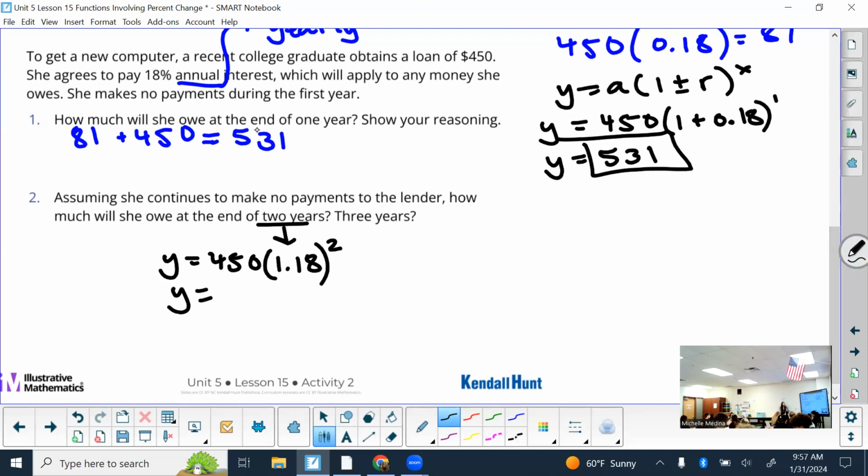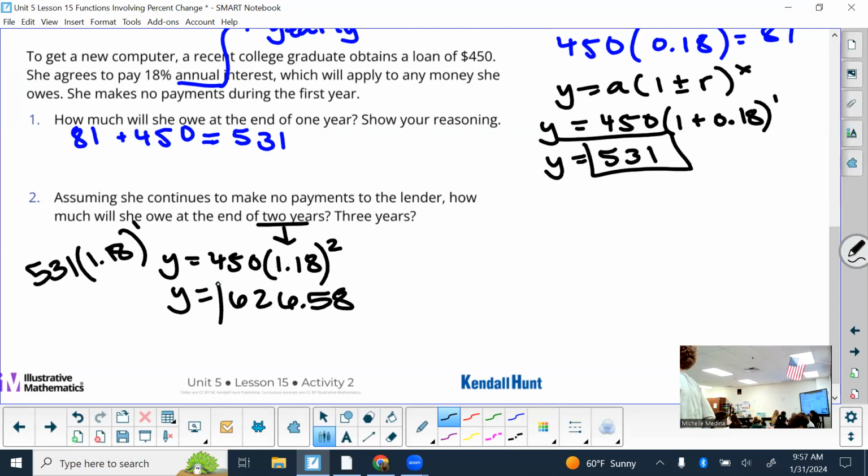Another way could be, well, here's my new starting amount, 531, times the 1.18 just 1 time. And that'll give you the same answer for after 2 years. But I would just recommend, keep it simple, keep it like this. Just change the exponent for however many times the 18% was applied. So when we put this in the calculator, table 2, what do we get? All right, that's how much she owes at the end of 2 years.